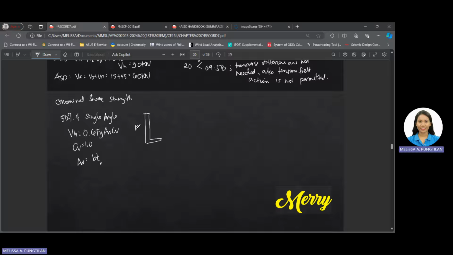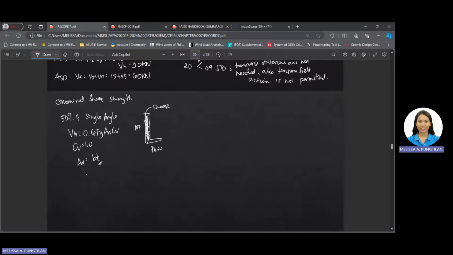The higher or longer leg is the one that is vertical. This one is 76.2. Okay, based on this illustration, this will be our web. This is the web. And again, as I have said a while ago, our web will resist the shear. Therefore, this area is what will resist our shear.